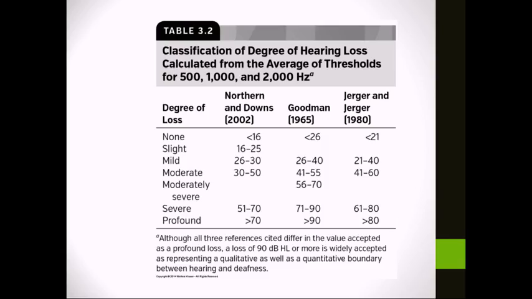This is a table from your book. I just blew it up here for you. And this is showing you the different classifications. So the classification that I was using is really based on the Goodman scale from 1965. The Northern and Downs book from 2002 is a pediatrics book, and so this is what you'll see for pediatrics. And then there's the Jerger and Jerger classification from 1980, which I found to be the least used of all of these.